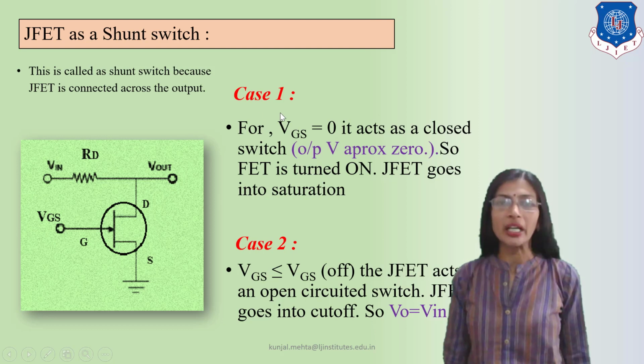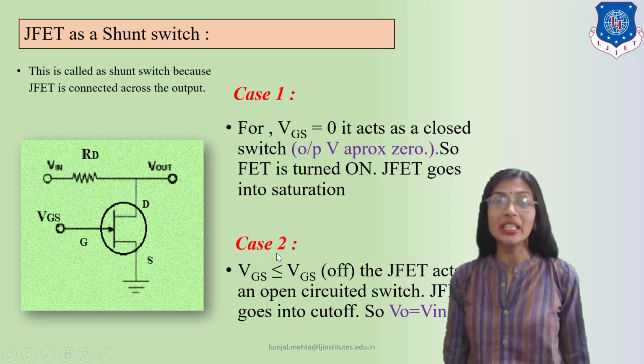Now for case 1, if VGS is equal to 0, it acts as a closed switch. That means output voltage is approximately 0. It means short circuit. If JFET is connected in parallel, short circuit, so output will be 0. Output across short circuit should be 0. So FET is turned on and FET goes into the saturation.